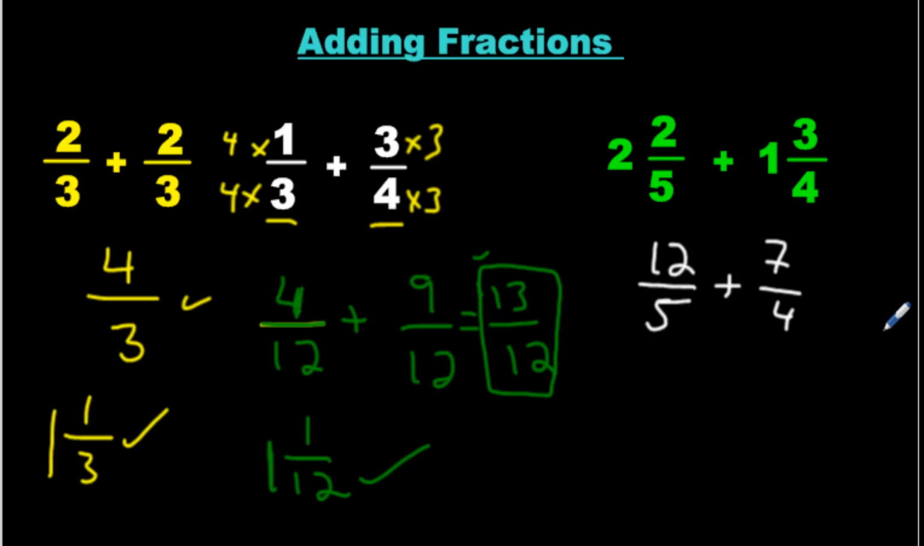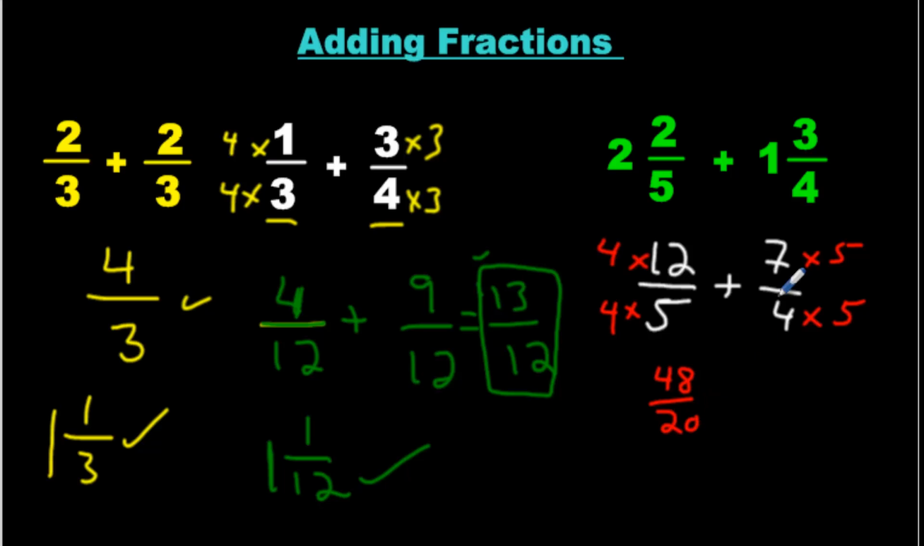They can both turn into 20s. Times this by what? Yeah, 5. So we have to times that by 5. Now what do we times that by to make 20? That's right, 4. So we have to times that by 4. What does that turn into? 48 over 20?